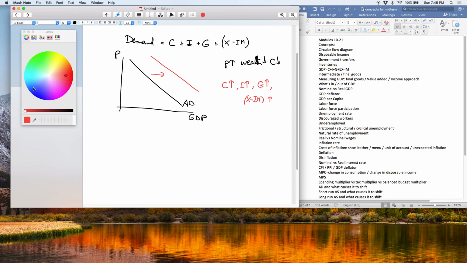Okay? And alternatively, if any of them decrease, that's going to cause a leftward shift in the aggregate demand curve. Okay? What about the supply curve?